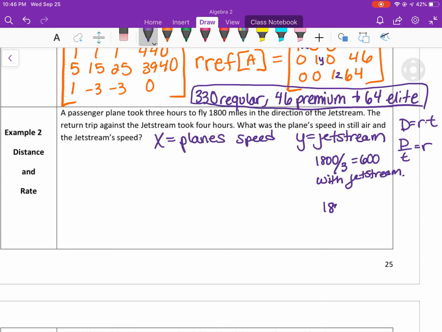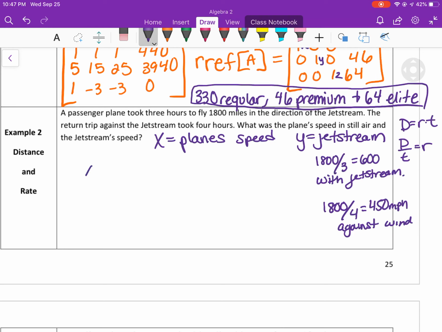Now, if I take 1,800 and divide it by 4 hours, I'm going to get 450 miles per hour. That's against the jet stream. So that is when you are against the wind. So the plane is working harder.